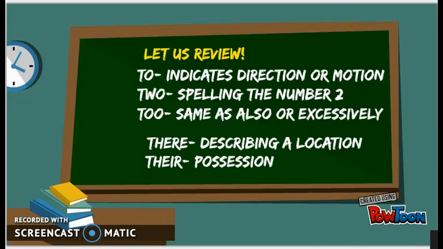So let's review. To indicates a direction or a motion. So I am going to the mall, which is a direction. TWO, spelling out the number 2. I have 2 cats. TOO, meaning also or excessively. I am going to the game too. Or, I have too much homework to do tonight. Perfect.